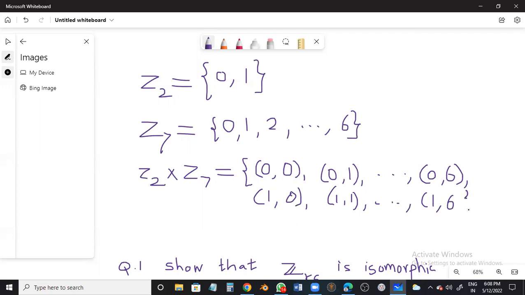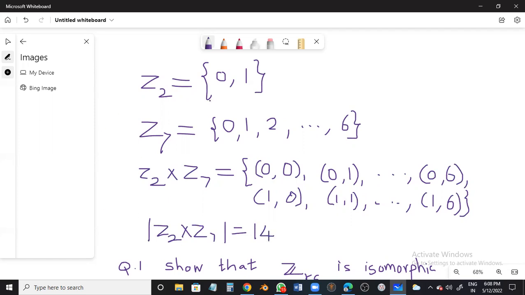So how many elements do you observe here? How many elements are there? 7 twos are 14 elements. In all there are 14 elements. So I would like to write here cardinality of Z2 cross Z7 is 14. Hope all of you agree.